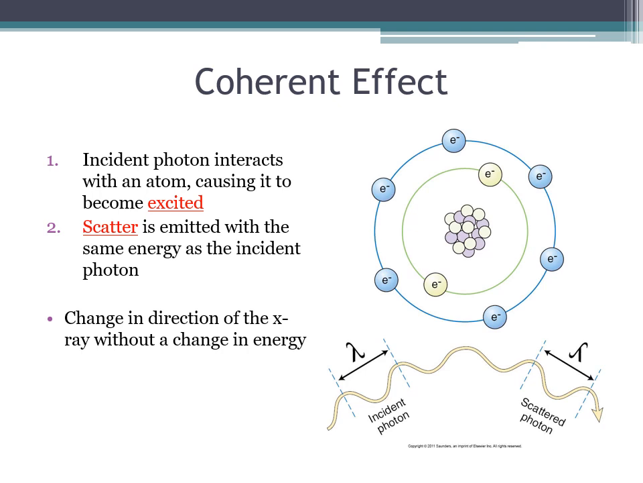The coherent effect is our first interaction we'll take a look at. We're going to talk about this interaction as having other names, which are unmodified because it has the same energies with which it starts. We're going to talk about it also being called Thomson and classical. With this interaction, the incident photon, which is the incoming photon, the incoming X-ray, is going to interact with an atom. So it's going to interact with the entire atom, causing it to become excited. Scatter is emitted with the same energies it started with, and that's why it's called unmodified.